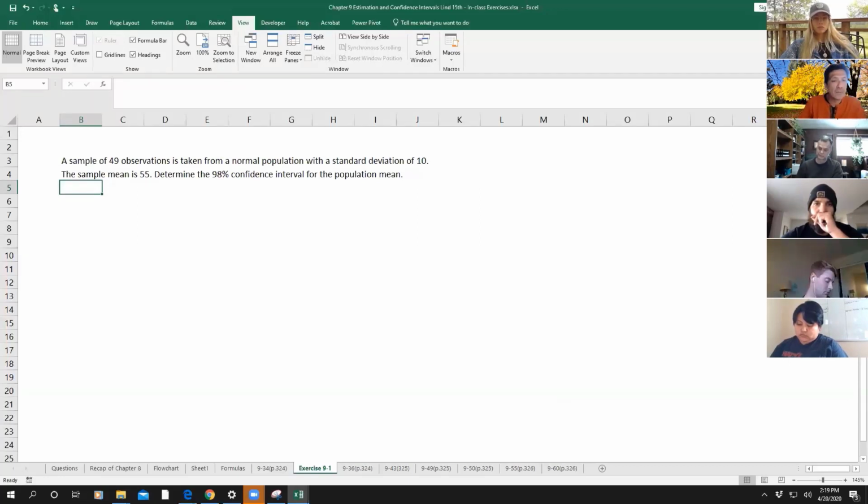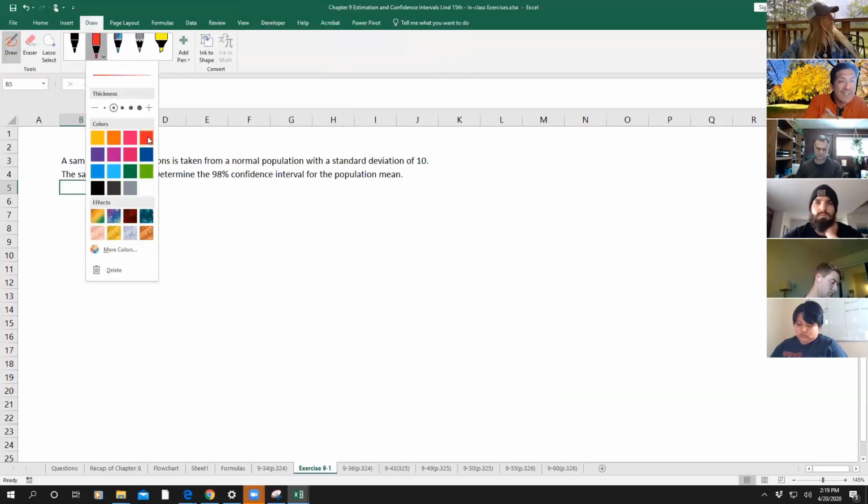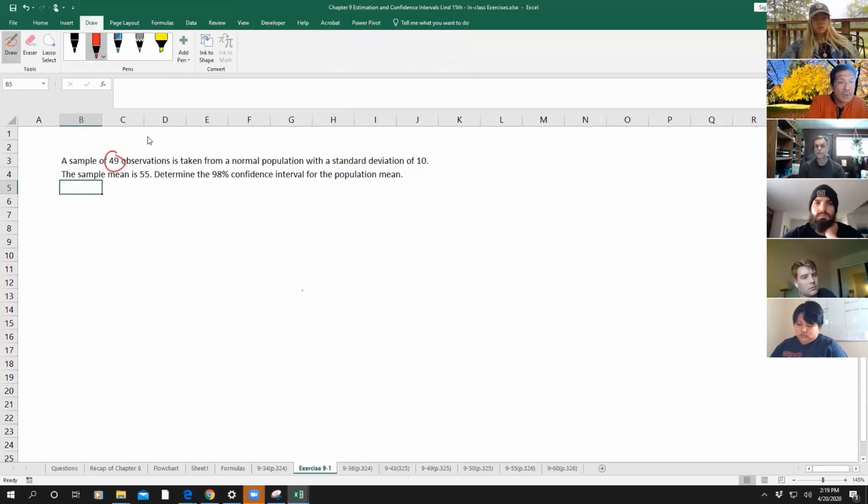Okay, simple problem. The first thing we need to do is identify the given information in the problem, like 49. What is the symbol we're going to use here? We know it's a sample, so what is the symbol for sample? n. Uppercase or lowercase? Lowercase, good. How about this? We know it's a standard deviation, but which kind? Sample, with an s. Note that it says taken from a normal population with a standard deviation of 10.